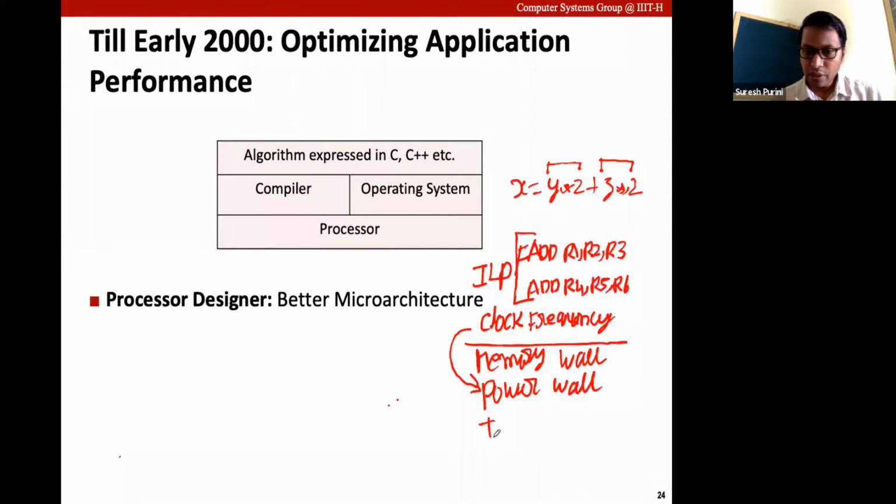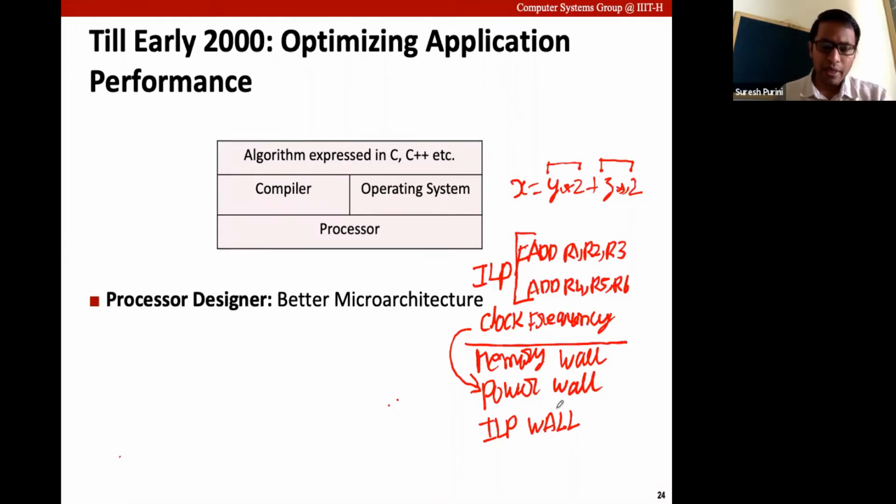So you hit what is called an ILP wall. Because of these three problems, these are the three issues which processor manufacturers faced from, let's say, early 2000 onwards. But the good thing is, you don't need to worry, as a compiler writer.